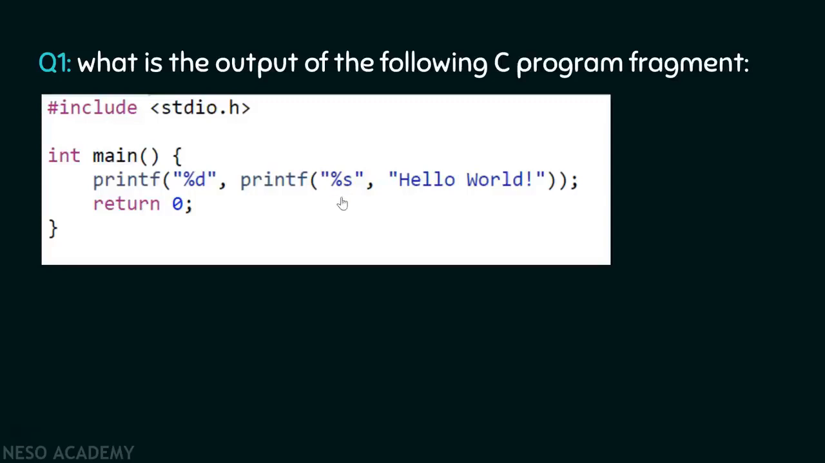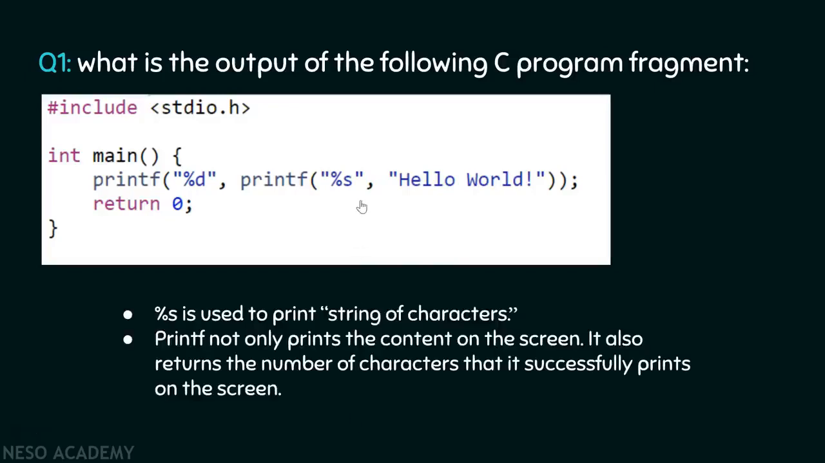%s means that we need to print a string of characters onto the screen. %s is used to print a string of characters. Here I have provided a string of characters as hello world. If we want to print this hello world on the screen, then we have to use %s. Okay, what this printf function will do is that it prints hello world on the screen. This is okay, but what does this printf function return?